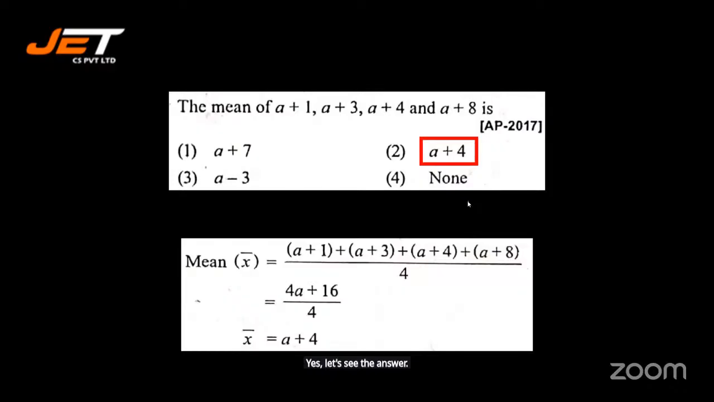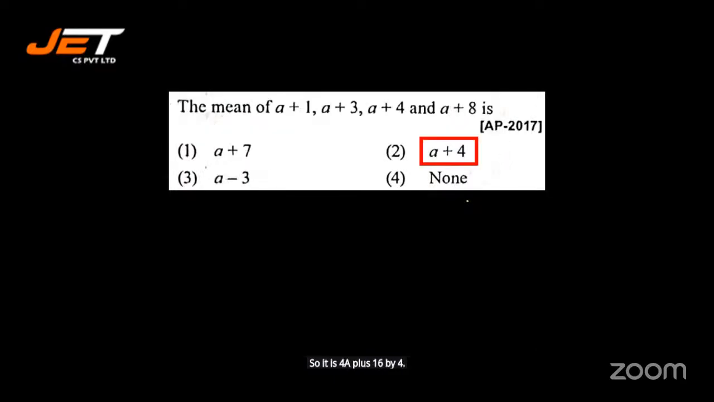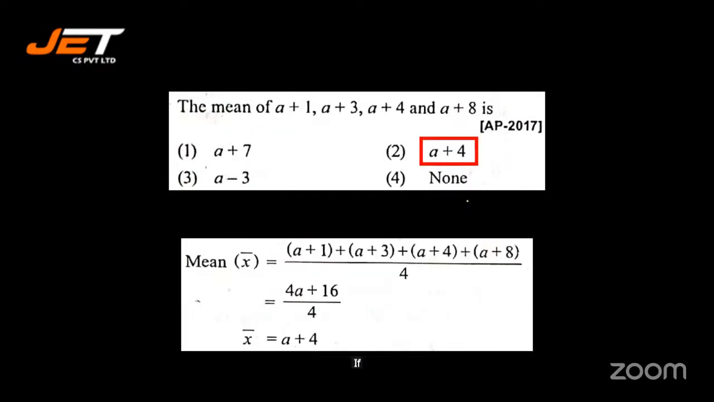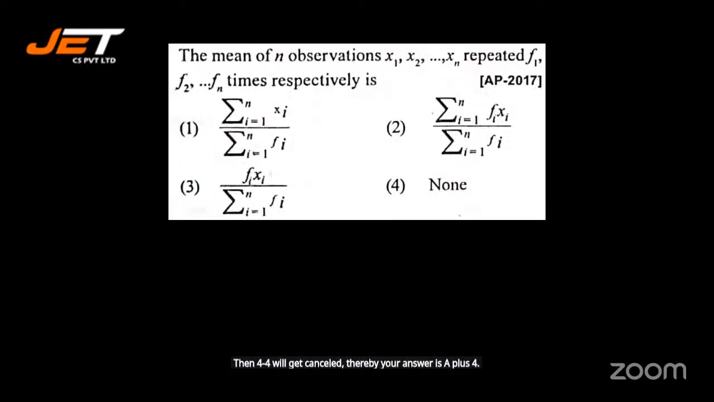Mean, that is x bar, is a plus 1 plus a plus 3 plus a plus 4 plus a plus 8, divided by 4. So if you add up all the a's, you will get 4a. And the numericals, if you add 8 plus 4, 12, 12 plus 3, 15, 15 plus 1, 16. So it is 4a plus 16 by 4, which means if you take 4 outside, it will be a plus 4. Then 4, 4 will get cancelled. Thereby your answer is a plus 4. All right, now see the next question.